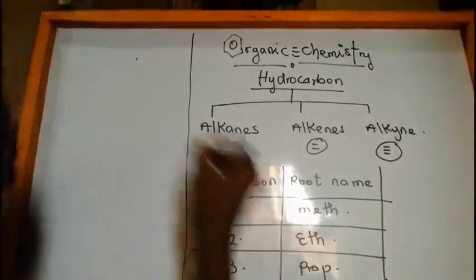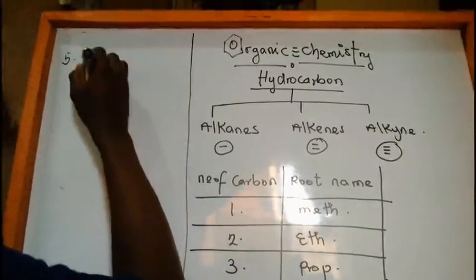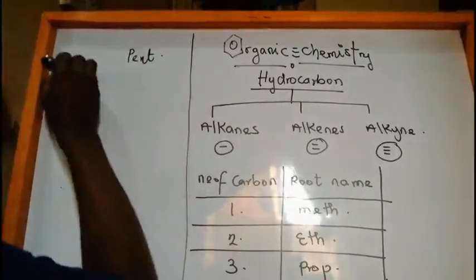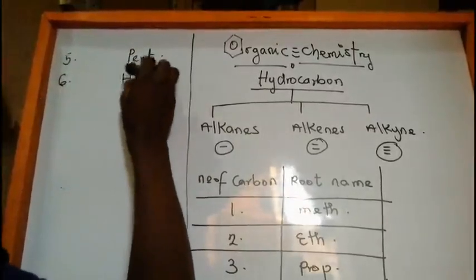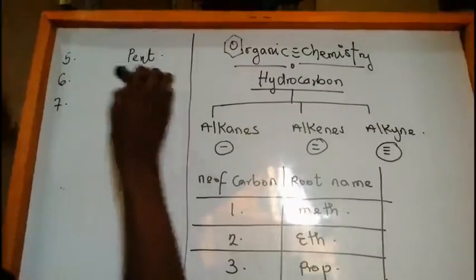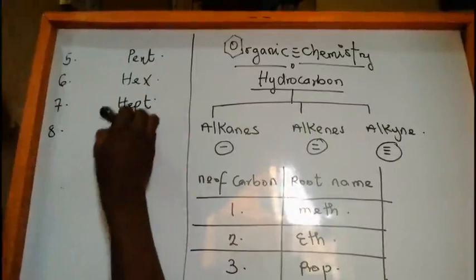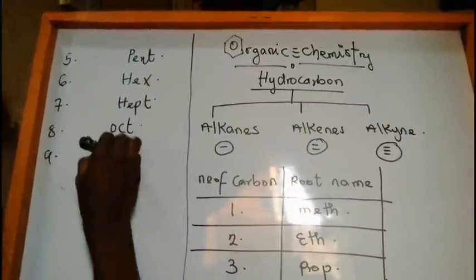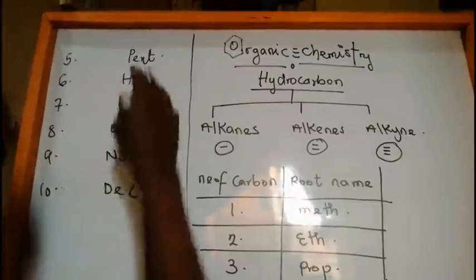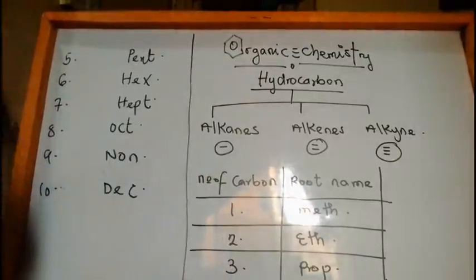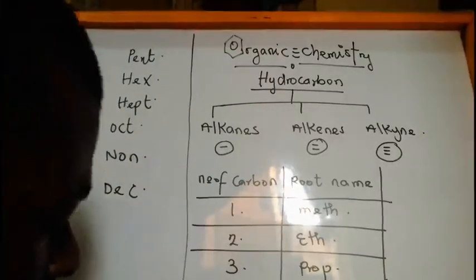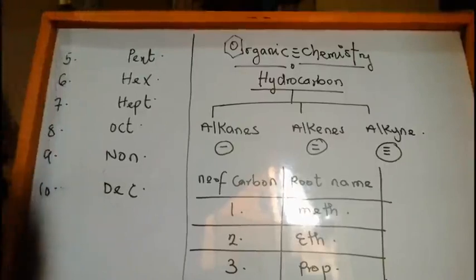When the number of carbons is 5, the root name is going to be pent. When the number of carbons is 6, the root name will be hex. When the number of carbons is 7, the root name will be hept. When it is 8, it's going to be oct. When it is 9, it's going to be non. And when it is 10, it's going to be dec. So it's important that we know this order, and then we can use them to name each of these alkanes, alkenes, alkynes, which are examples of hydrocarbons, and possibly draw their structures.